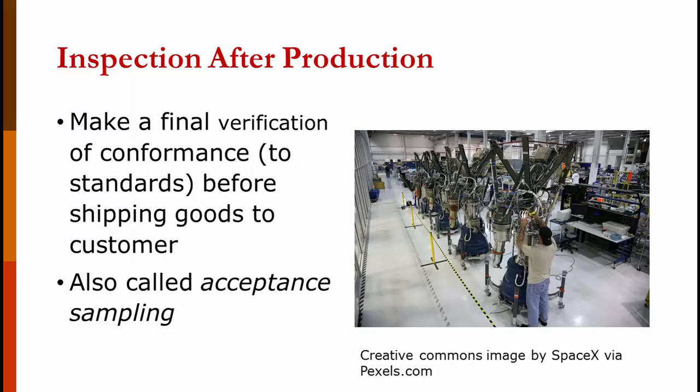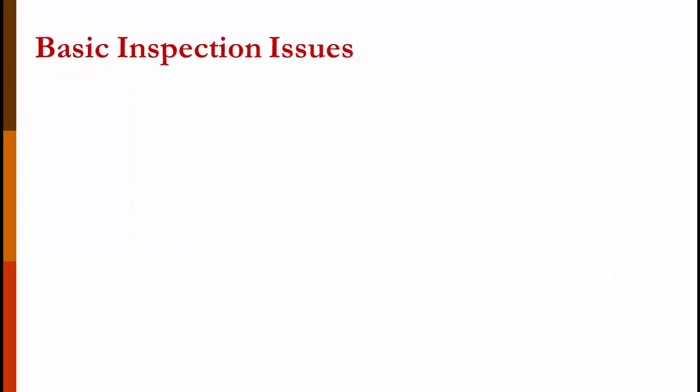You can also inspect it after you've produced it, but before you've sent it to the customer. Here, you're making a final verification of conformance to some standard before shipping it out to the customer. This is also called acceptance sampling. The better your production process, the less of this you have to do. There are 4 basic issues you have to address.